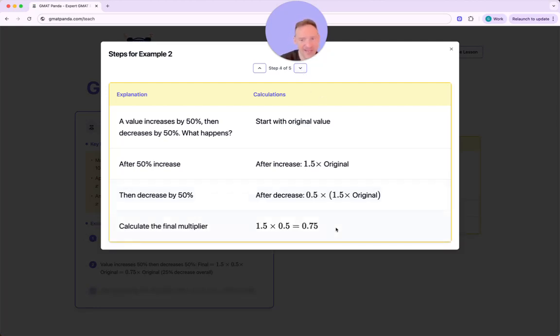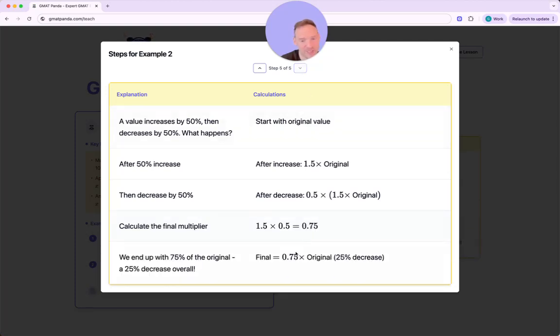But if we calculate 0.5 times 1.5, we're going to get 0.75. So actually, we're not going to go back to the original amount, but we're going to go back to 0.75 of the original amount, or 75% of the original amount. And so that actually translates to overall a 25% decrease.